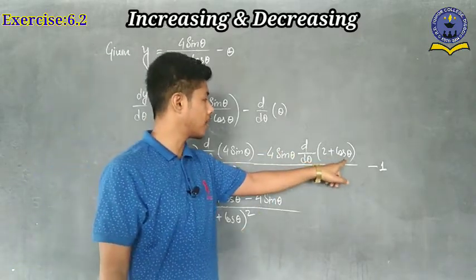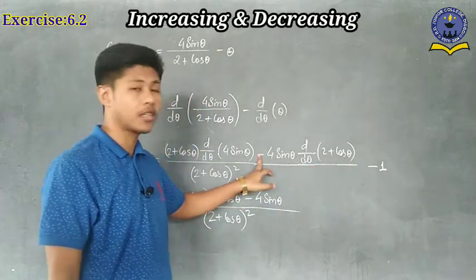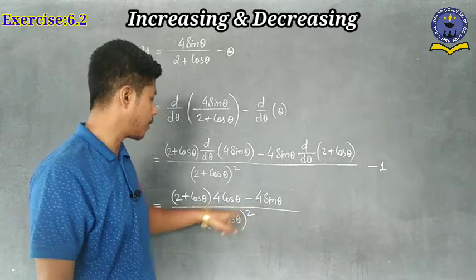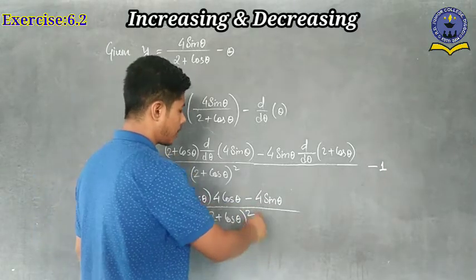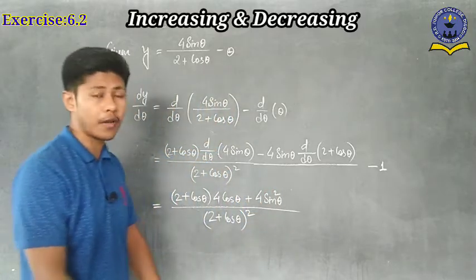d/d theta of sin theta cos theta is what? Minus sin theta. So minus minus, what do we write? Minus minus is ultimately plus. So ultimately we write plus 4 sin square theta. I think all of you understood this one.